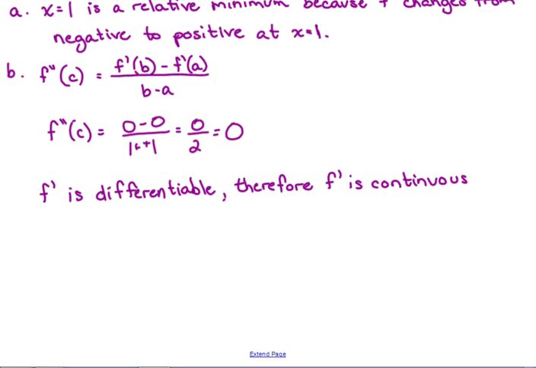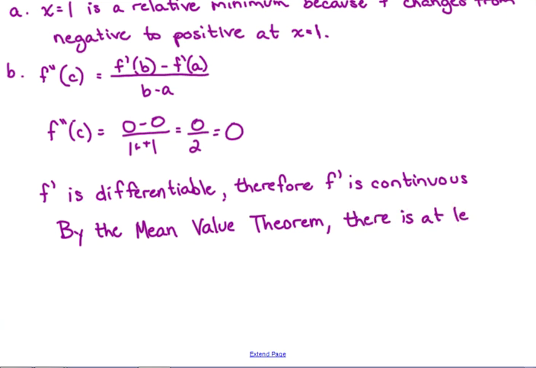And we showed the work. So we can say by the mean value theorem, there is at least one C between -1 and +1 such that f double prime of C equals 0.